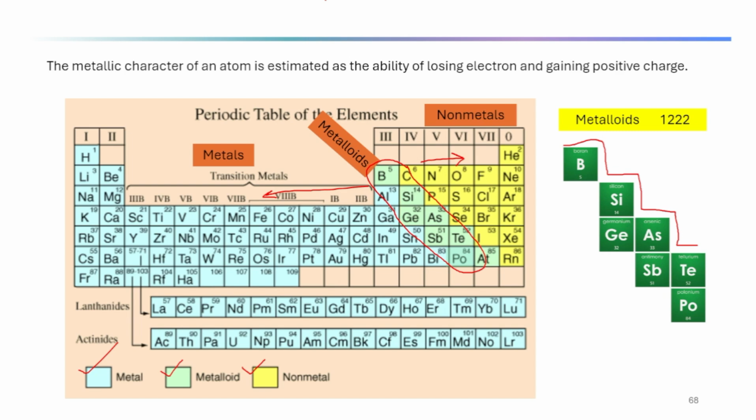Now, how do we define the metallic character? The metallic character of an atom is estimated as the ability of losing electrons and gaining positive charge. So if you take one element, maybe magnesium or sodium, these elements will try to lose the electrons. If they are more prone to losing electrons and gaining positive charge, then we will say that they have higher metallic character. Whereas if you take the right hand side elements, they do not want to lose electrons, whereas they want to gain electrons. And gaining electrons, they will gain negative charge. So that's why these are called non-metals.